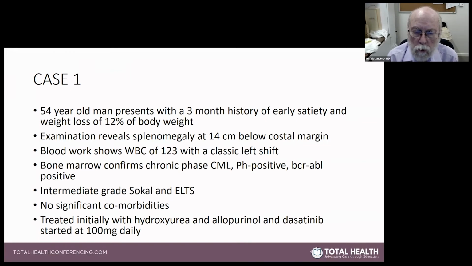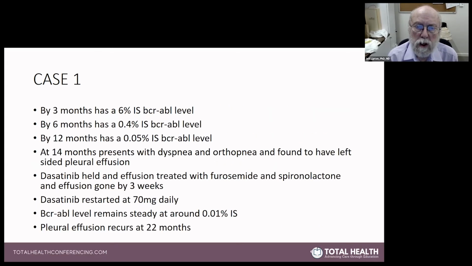No significant comorbidities. Originally, he was debulked with hydroxyurea and allopurinol, and dasatinib was chosen as a second-generation drug for first-line treatment. At 3 months, he had a 6% BCR-ABL level response, so this is classically less than the 10% that is thought to be a good response at 3 months. By 6 months it was 0.4% by the international standard, and by 12 months, 0.05%.